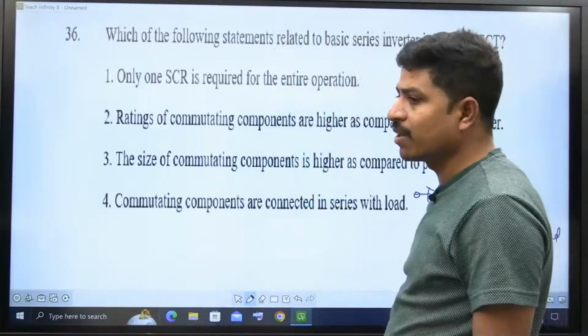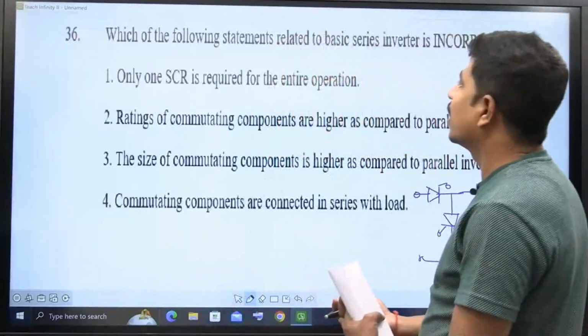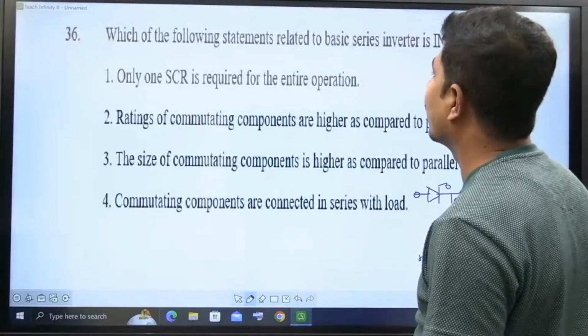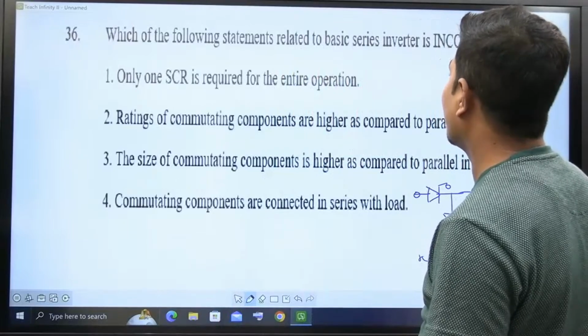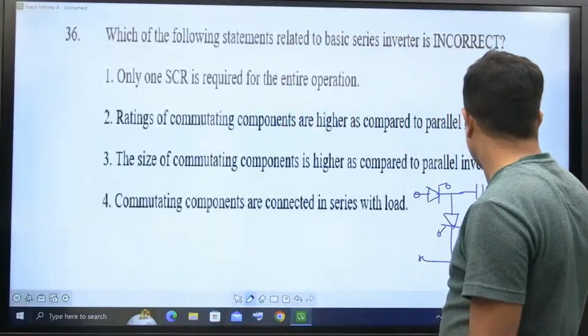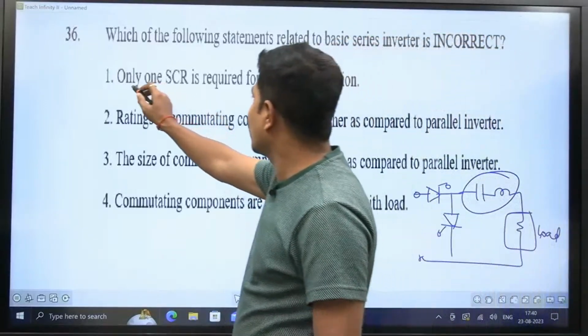Basic series inverter diagram we have taken. Which of the following statements related to the basic series inverter is incorrect? Only SCRs are required for the entire operation. See, SCRs and these elements are also required. He said that only SCRs are required.